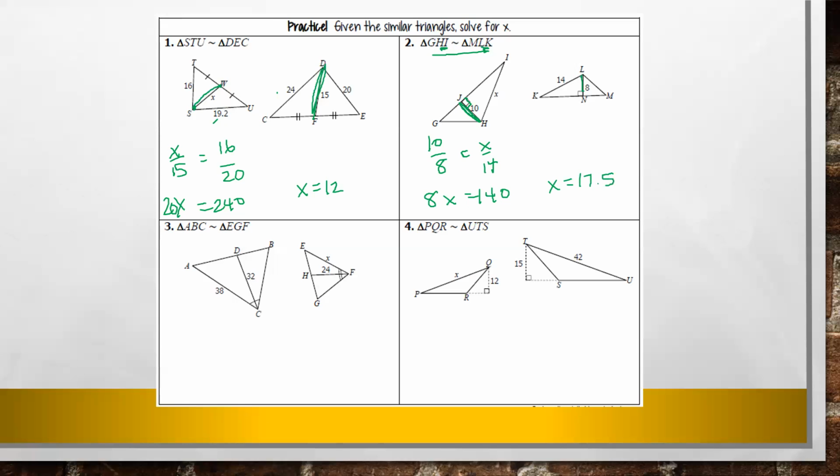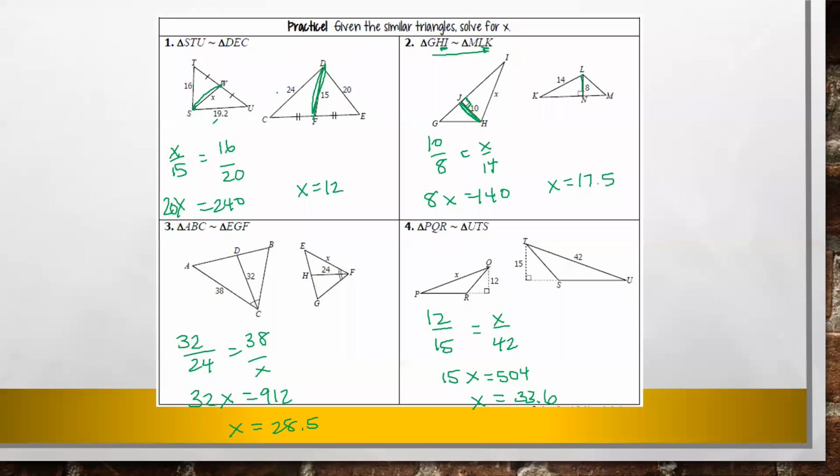In number 3 and 4, the idea is the same. If you have angle bisectors, altitudes, or medians, they will be proportional when the triangles themselves are similar. So go ahead and see if you can solve for x in number 3 and solve for x in number 4. Try those now. Right, so for number 3, you should have x equals 28.5. And in number 4, x is 33.6.